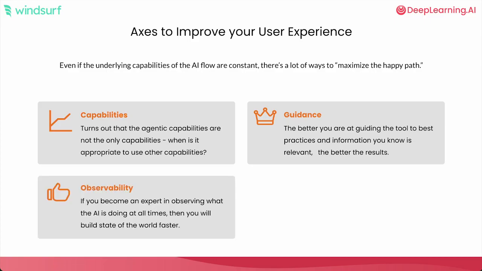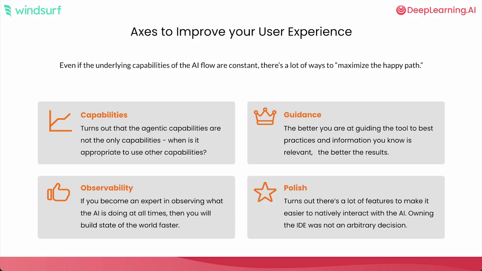Observability, of course. Now the AI is capable of doing a lot more than just giving a few lines of an autocomplete suggestion or responding to a single chat message. So if you're an expert in observing what the AI is doing at all times, then you will be able to keep up with what the AI is doing, maintain state, and make sure that you're doing larger and larger tasks effectively. And finally, there's just a lot of polish. There are a lot of helpful buttons and shortcuts to make sure that you're natively interacting with the AI in the most optimal manner. So our decision to own the IDE surface was not an arbitrary decision. There was a lot of polish and a lot of UX that we thought could be special. So with that, let's dive right in.